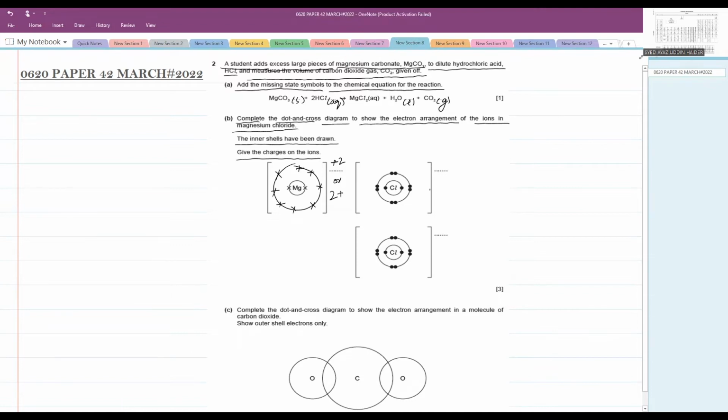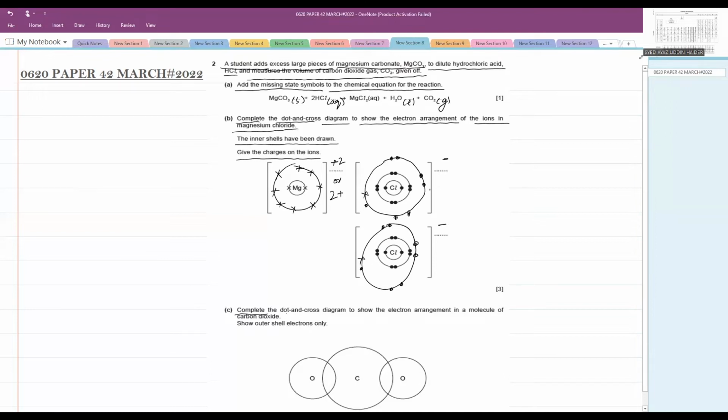In case of both chloride ions, show 7 outer electrons with dots and the 8th one with a cross, as it is coming from the magnesium ion. 1, 2, 3, 4, 5, 6, 7, 8. Put minus here. This one. 1, 2, 3, 4, 5, 6, 7, 8. Put the charge.